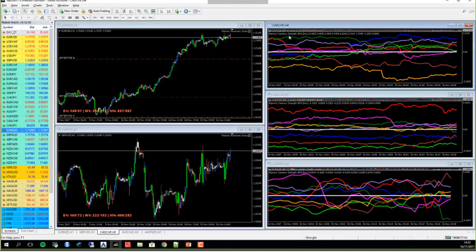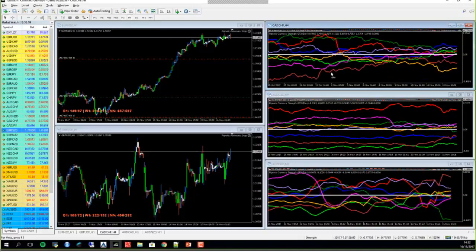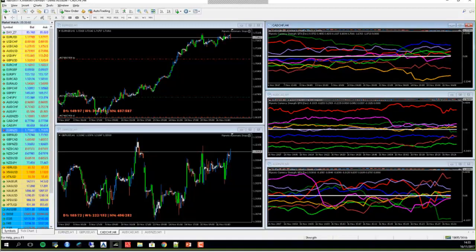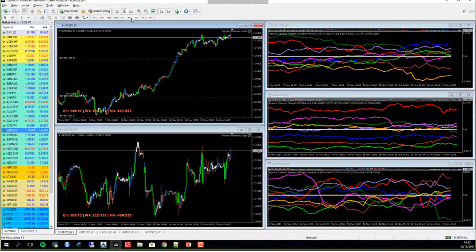Give it a second to load. It's doing a lot of number crunching. Glad I don't have to do this stuff manually anymore. And you can see we're seeing the same thing. So if we go to the 4-hour chart, you'll see the same thing going on.